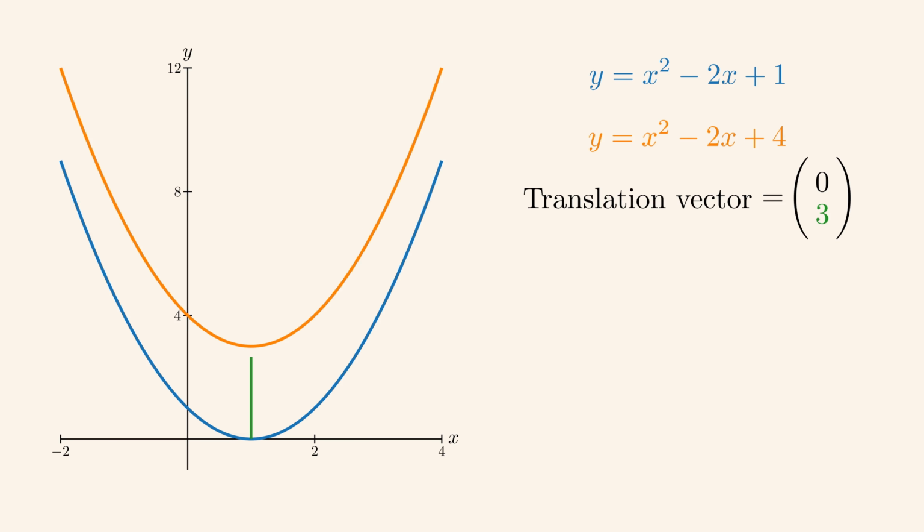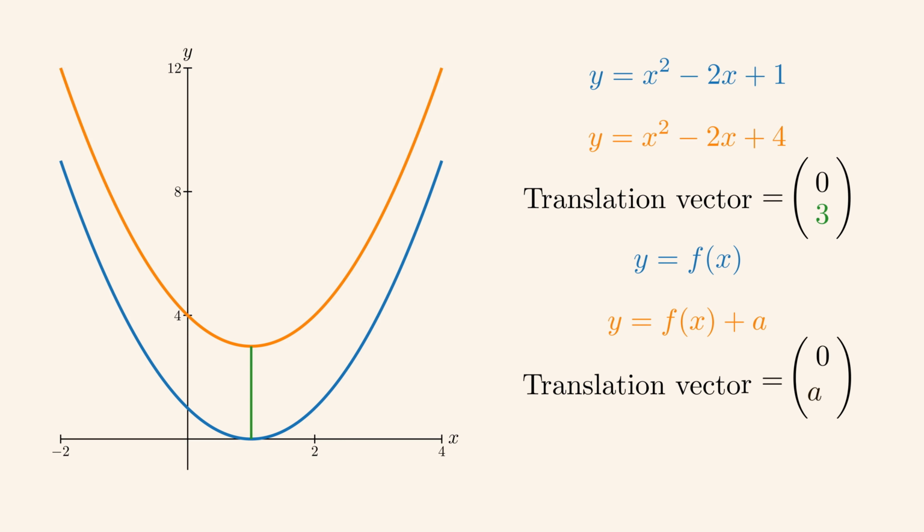If we draw a vertical green line between the curves, its length is exactly 3 units. No matter which x value we choose for the green line, that distance remains constant. In general, if the original blue function is f, the translated orange function is f plus a, where a represents the amount of vertical translation. The translation vector can therefore be written in this general form.